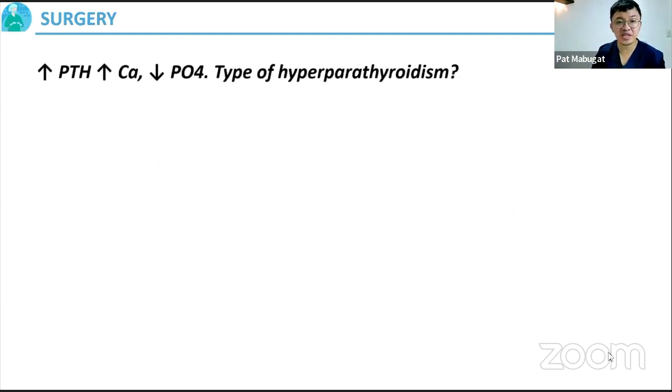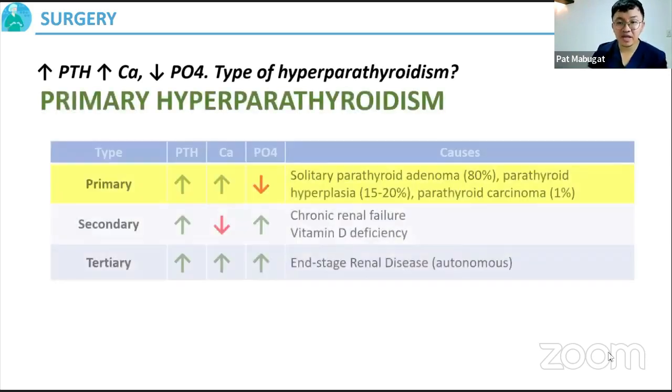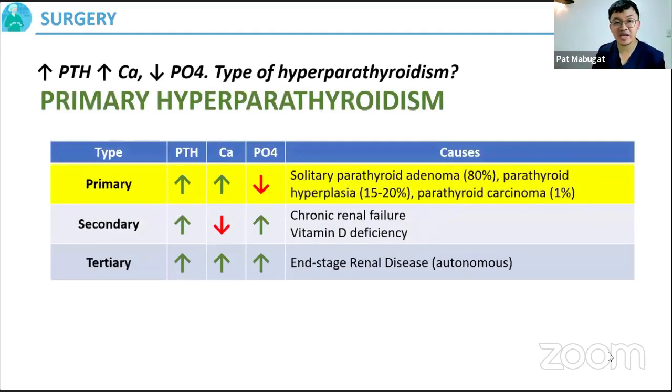Next, a patient with increased PTH, increased calcium, but decreased phosphate. What type of hyperparathyroidism? We have primary hyperparathyroidism. I know this will be discussed more in depth in your patho lectures, however, this has popped out in the surgery board exam. So for primary, increased PTH causes increased calcium. Examples include adenoma, hyperplasia, and carcinoma, most common of which is adenoma.